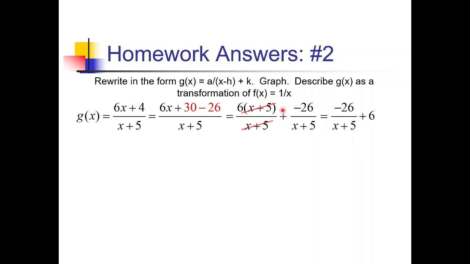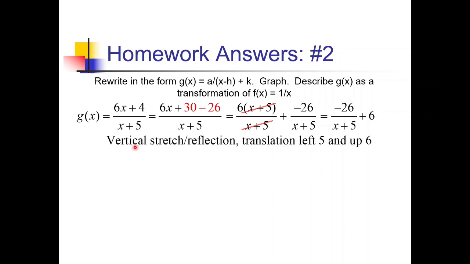And that's the form that they were looking for. So now what does this actually look like in terms of transformations? Well, this negative 26 up here is giving us a big vertical stretch and also a vertical reflection. The plus 5 down here gives us a left translation of 5, and the plus 6 out here is shifting us up 6. So we've got a vertical stretch and reflection, translation left 5 and up 6.